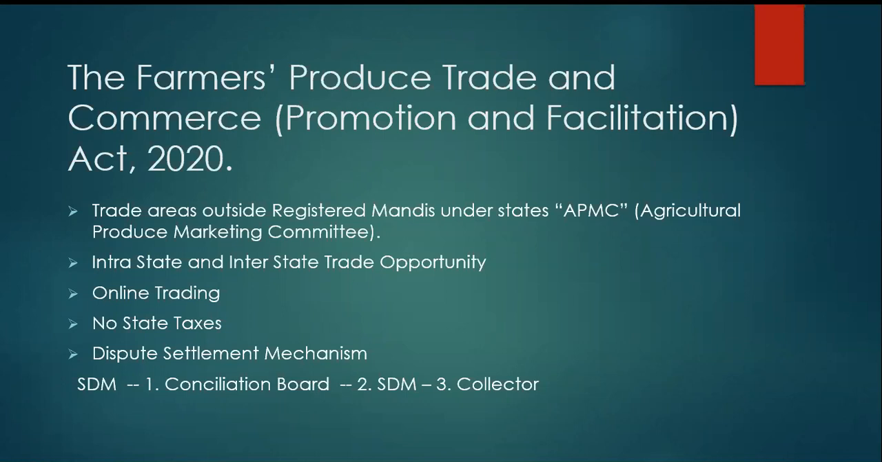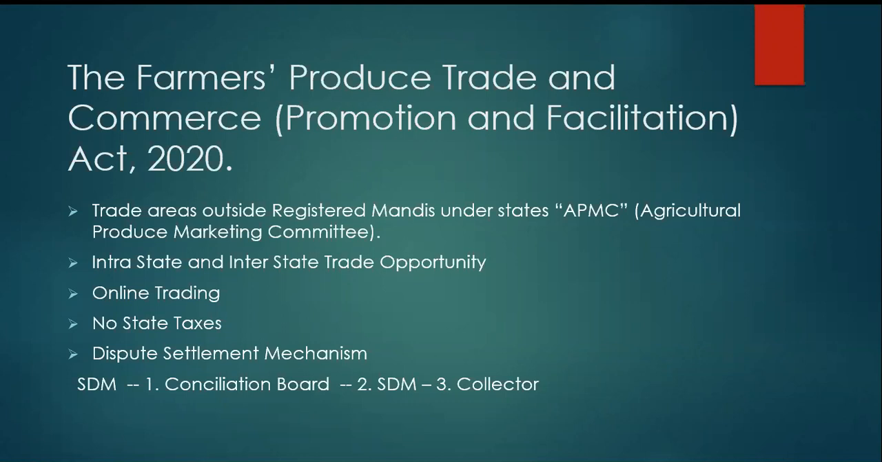Then suppose there is a decision which the conciliation board has made, and one of the parties is not satisfied by that decision. Then they can apply to the SDM. Then the second step starts. In this type of trial, the SDM will himself sit in the trial, and he will himself listen to both the parties, and then he will come to a particular conclusion and provide his or her decision.